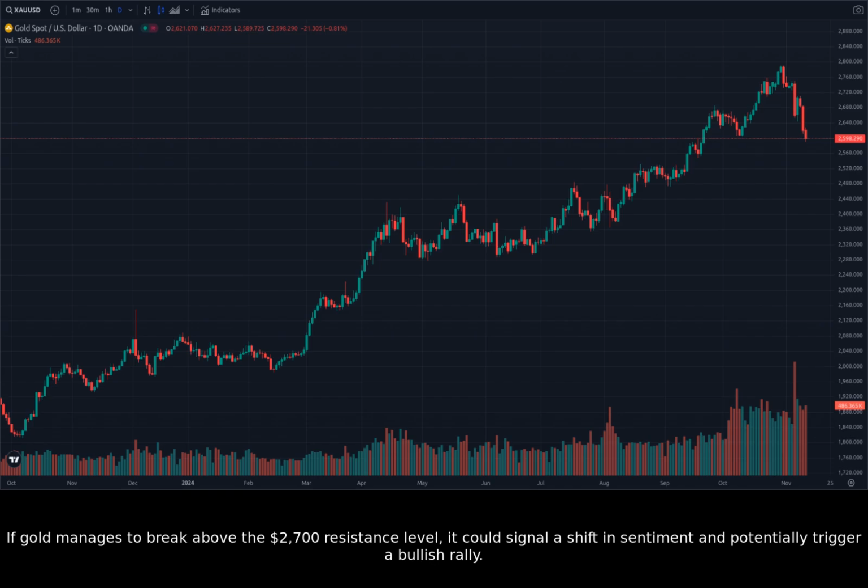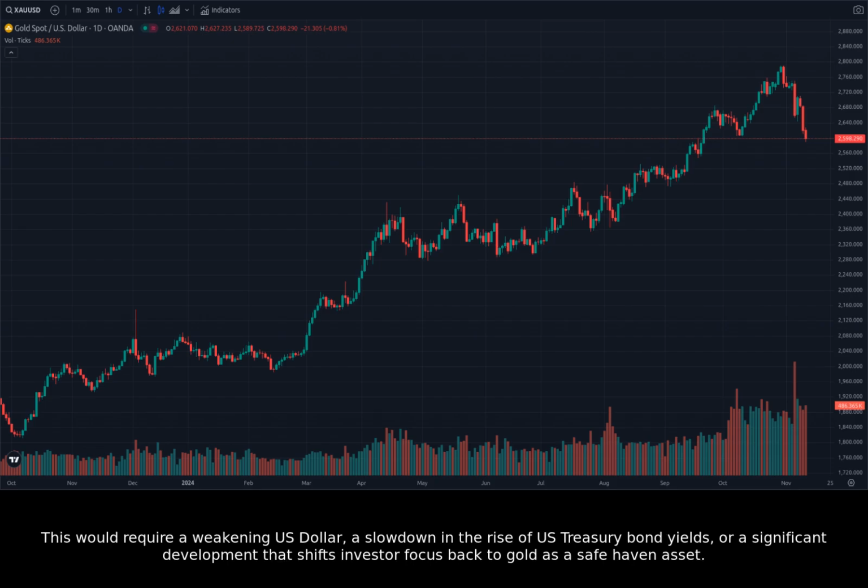If gold manages to break above the $2,700 resistance level, it could signal a shift in sentiment and potentially trigger a bullish rally. This would require a weakening U.S. dollar, a slowdown in the rise of U.S. Treasury bond yields, or a significant development that shifts investor focus back to gold as a safe haven asset.